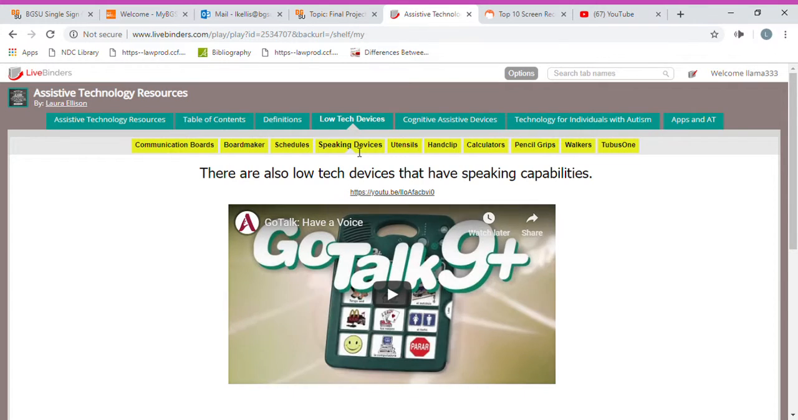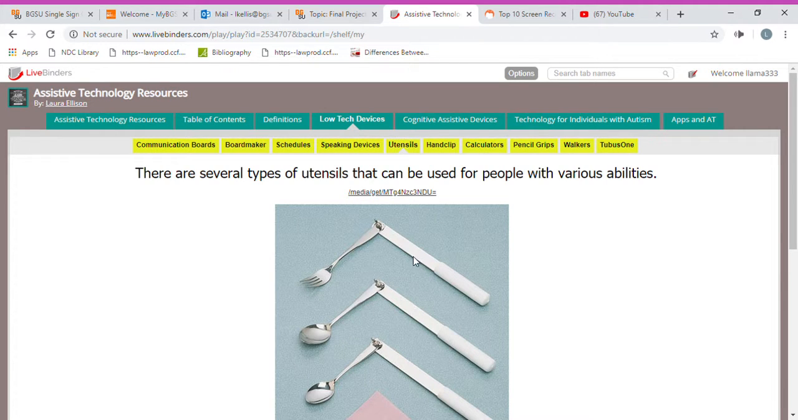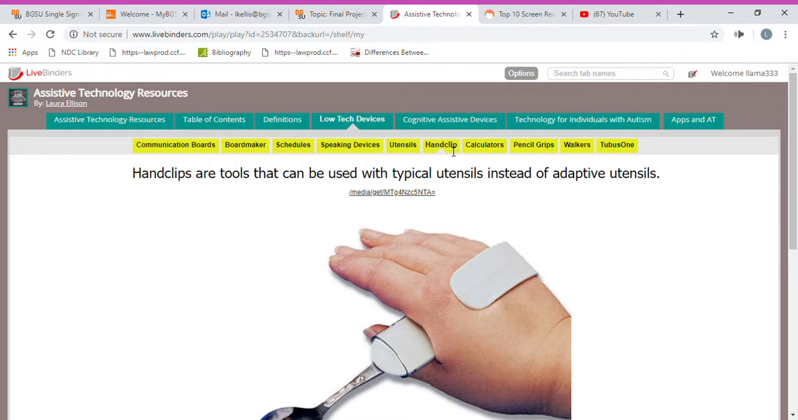I also use speaking devices. This is a very low-tech version. They have cards in them and it just reads the cards. I also have adaptive utensils for those who have trouble lifting arms to mouth, and also those who have problems holding utensils. I have a hand clip, and you can use that with typical utensils. Just put it in a clip, eat your food.